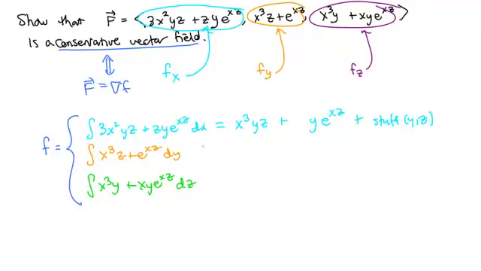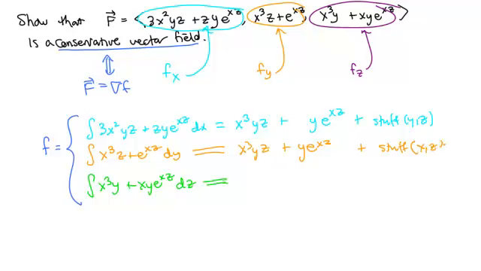Focusing on the second integral, if we integrate x cubed z with respect to y, we get x cubed yz. If we integrate e to the xz with respect to y, again, that's a constant, so we're going to get e to the xz times y, plus, well, stuff that involves only x's and z's.